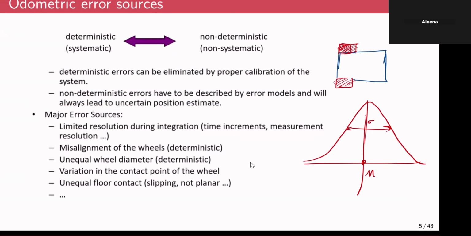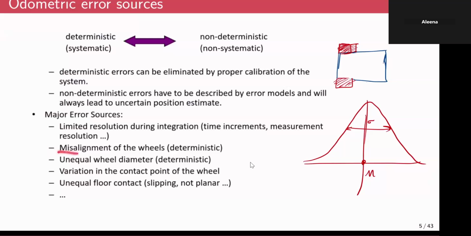Any errors due to very large sampling time cannot be really eliminated. We will be essentially missing a lot of features in between this sampling time. We can only extract data discretely, but whatever information we have in between, we cannot exactly capture using integration. So that is a source of a random error that we cannot fully eliminate.